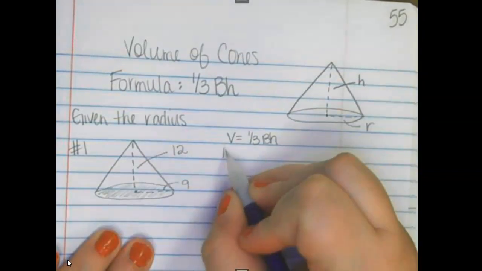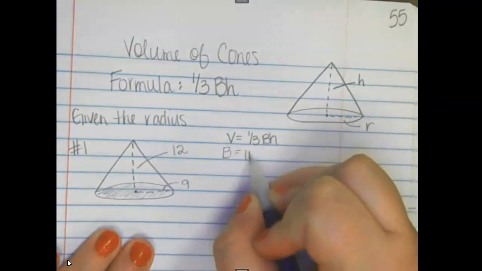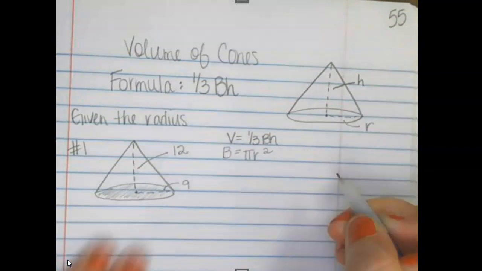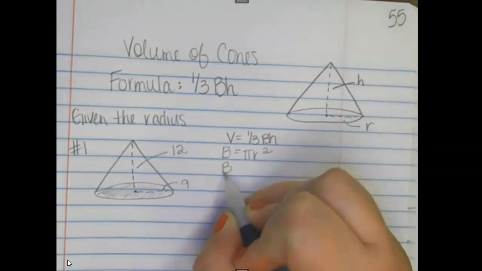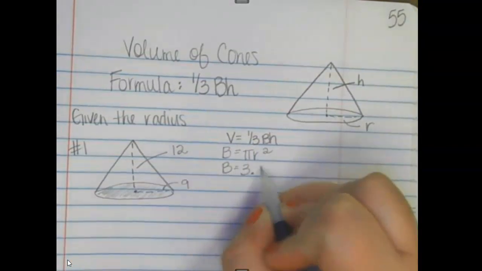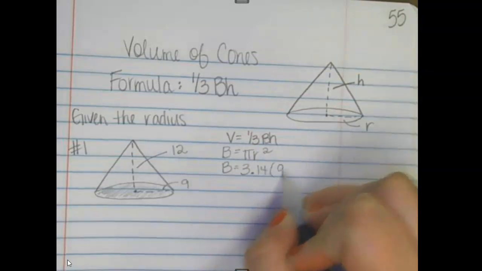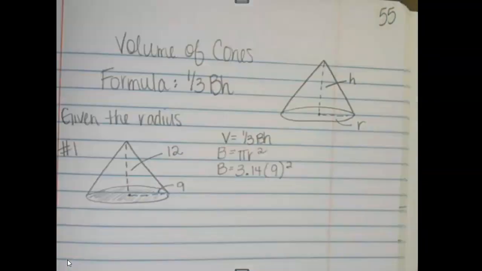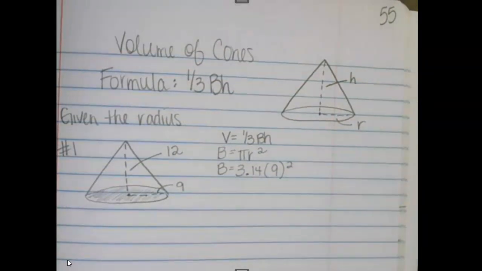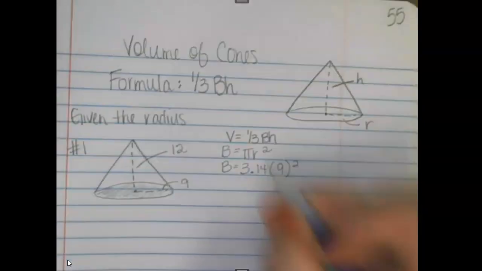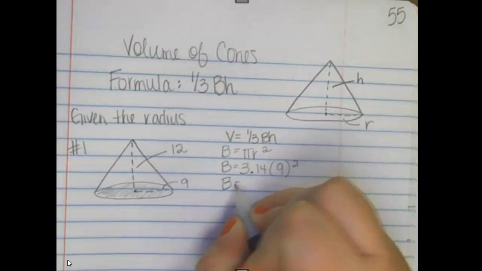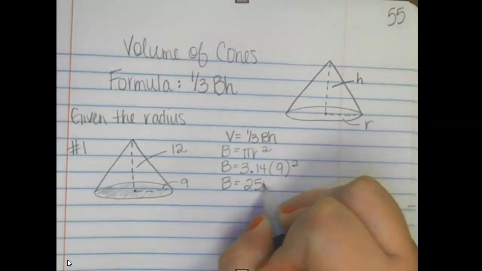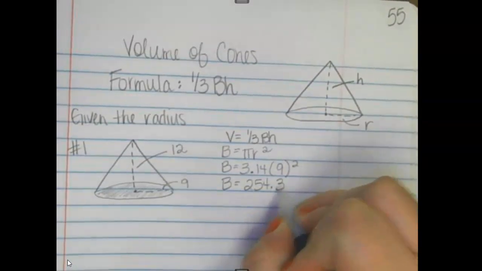I'm going to start with my big B. It's still a circle, so still pi r squared. So 3.14 times 9 squared. 9 squared is 81, so 81, sorry, my calculator turned off on me. 81 times 3.14 is 254.34.